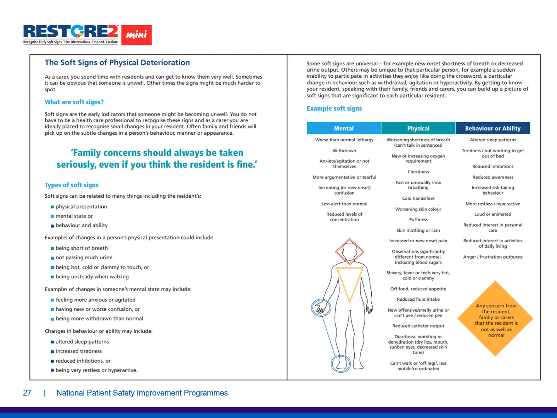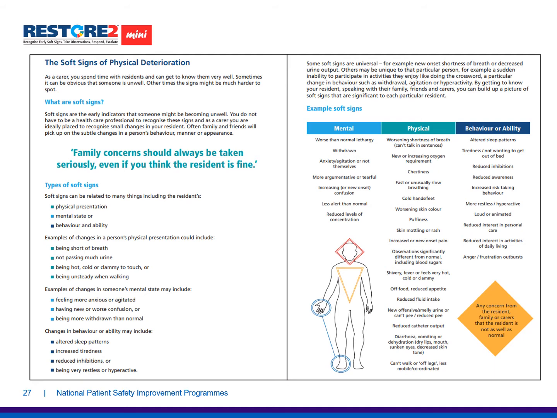Some soft signs are universal, for example new onset shortness of breath or decreased urine output. Others may be unique to that particular person, for example a sudden inability to participate in activities they enjoy, like doing the crossword, or a particular change in behaviour such as withdrawal, agitation or hyperactivity. By getting to know your resident or client, speaking with their family, friends and carers, you can build up a picture of soft signs that are significant to each particular resident.